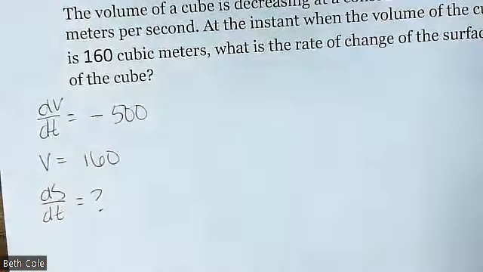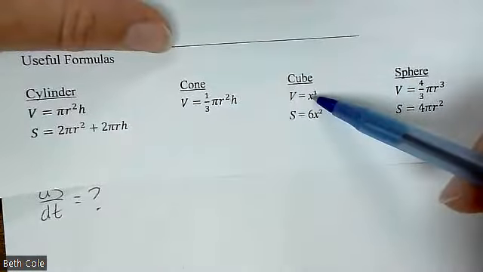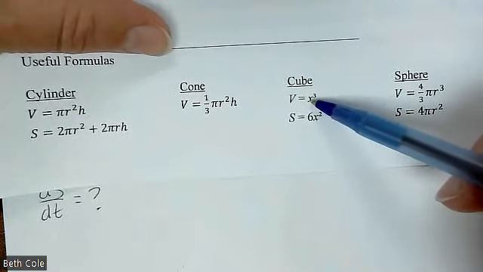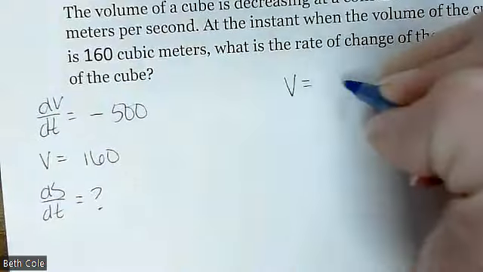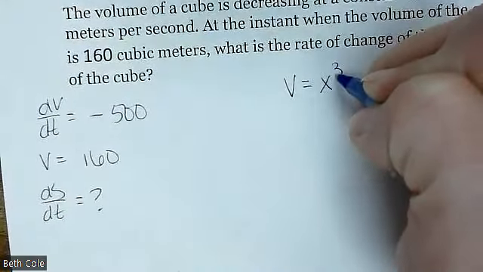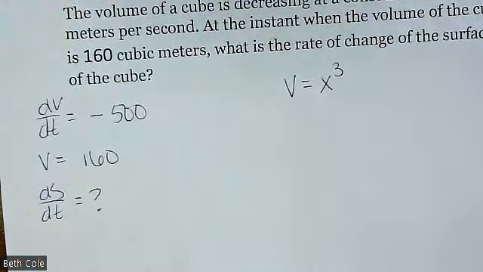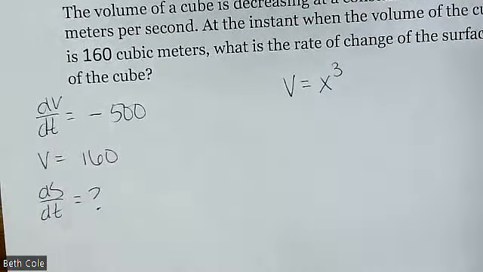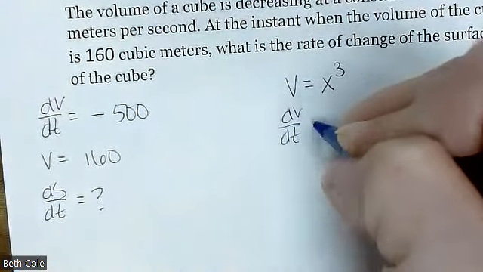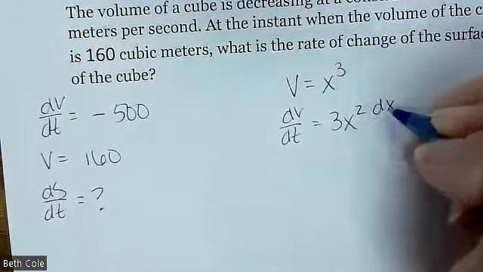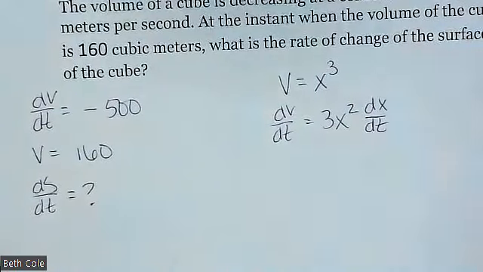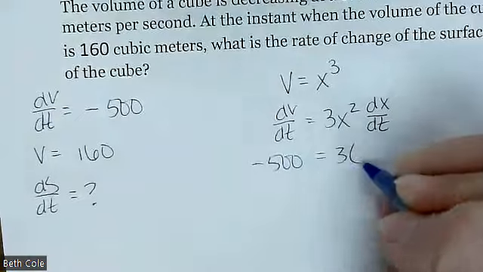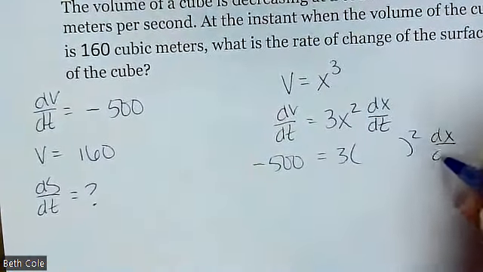So volume of a cube, I did put that on your list here. But I mean, length times width times height, but the length, width, and height are all the same thing. So it's just x cubed. So volume is x cubed, or whatever letter of the alphabet. Some people use S for side. I don't like S because it looks like a 5. So anyway, X is what I used there. Do the derivative. That's going to be 3x squared dx dt. Our dv dt is negative 500. We don't have x, and we don't have dx dt either.